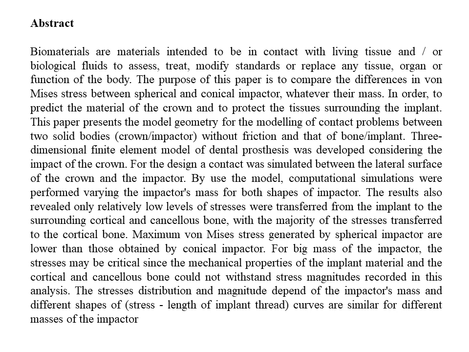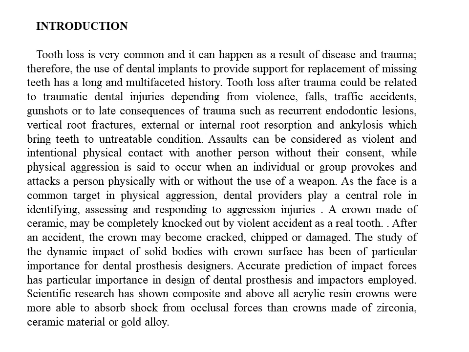Children can break their teeth from falls or during play or sport activities, especially contact sports such as football, rugby, basketball, and skating. A crown made of ceramic may be completely knocked out by a violent accident, as a real tooth. After an accident, the crown may become cracked, chipped, or damaged.